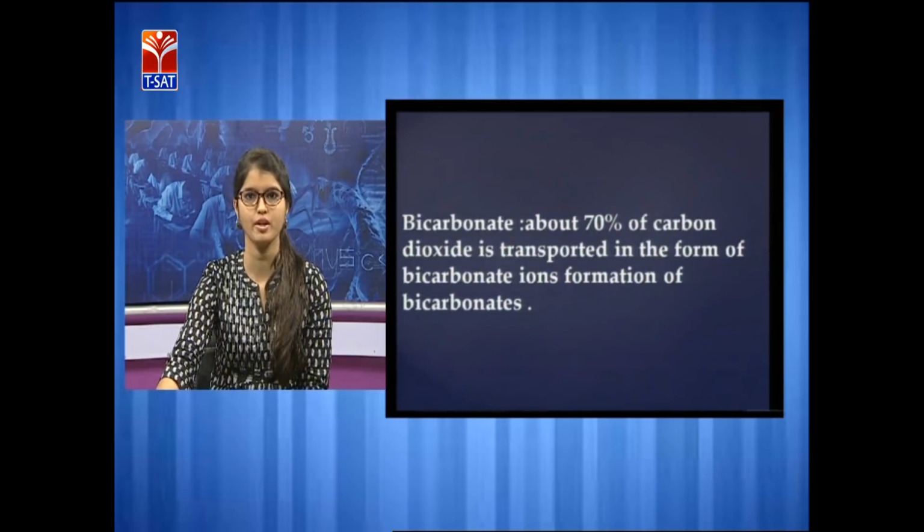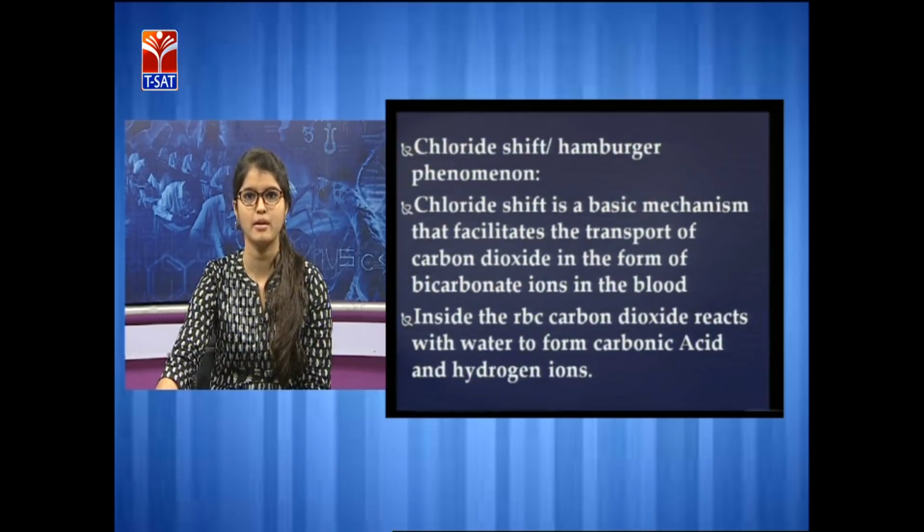And when coming to the bicarbonate form, most of the carbon dioxide is transported in the form of bicarbonate, that is about 70% of carbon dioxide is transported in the form of bicarbonates. This can be explained by the chloride shift or the Hamburger phenomenon. This chloride shift explains the transport of carbon dioxide in the form of bicarbonate ions in the blood. When carbon dioxide enters the plasma, most of it enters into the red blood cells, where it reacts with water and forms carbonic acid, which dissociates into bicarbonate and hydrogen ions.